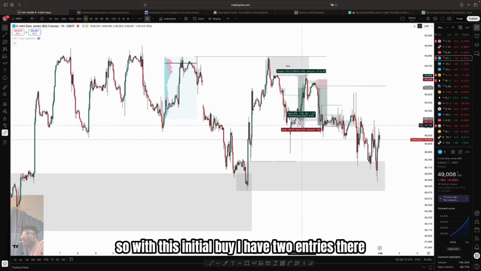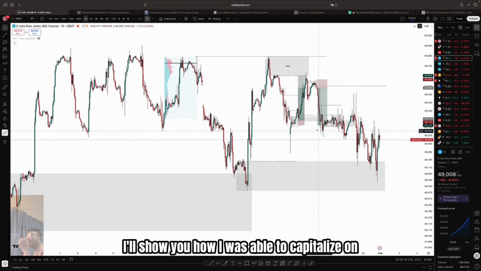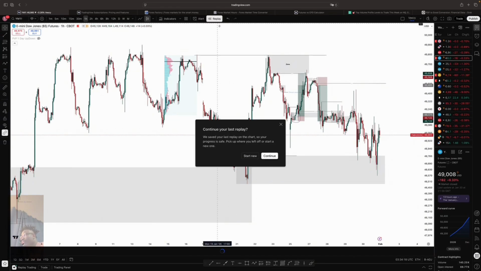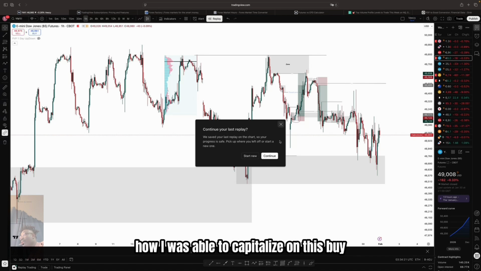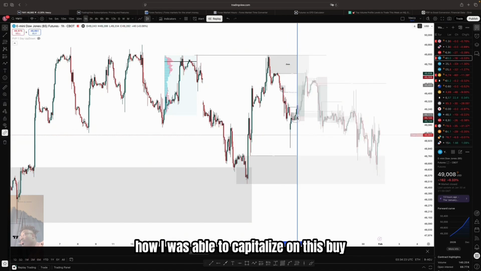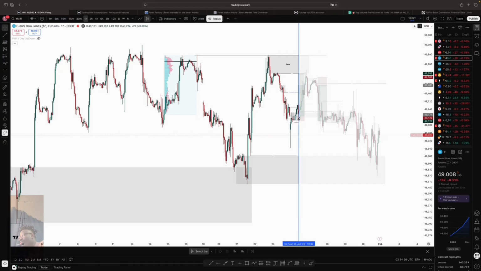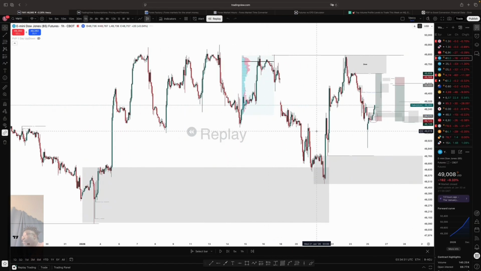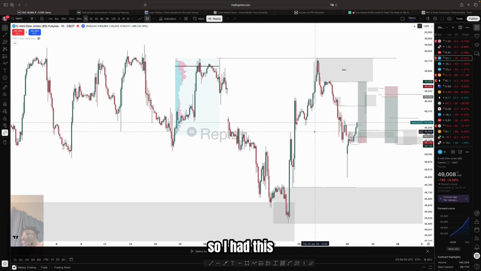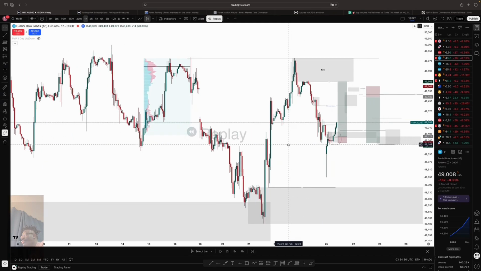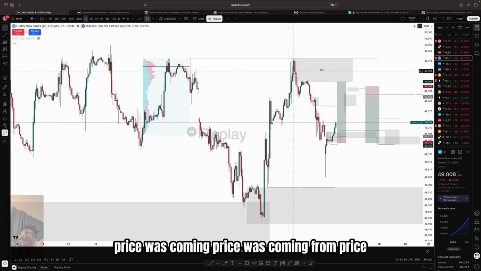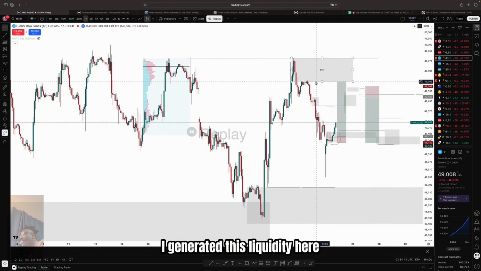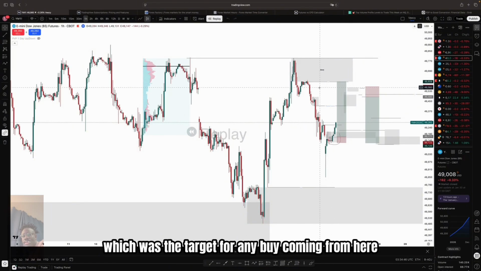So with this initial buy, I have two entries here. I'll show you how I was able to capitalize on this buy. Right, so price had generated this liquidity here, which was the target for any buy coming from here.